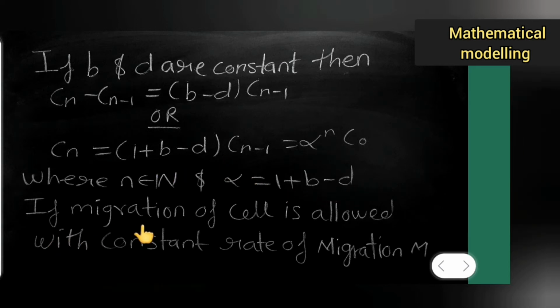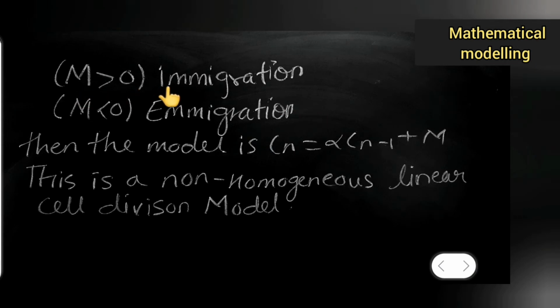Now if migration of cells is allowed, with a constant rate of migration m, then m greater than 0 is called immigration and m less than 0 is called emigration. Then the model is Cn is equal to alpha into Cn minus 1 plus m. Now this is a non-homogeneous difference equation. This is the non-homogeneous linear cell division model.